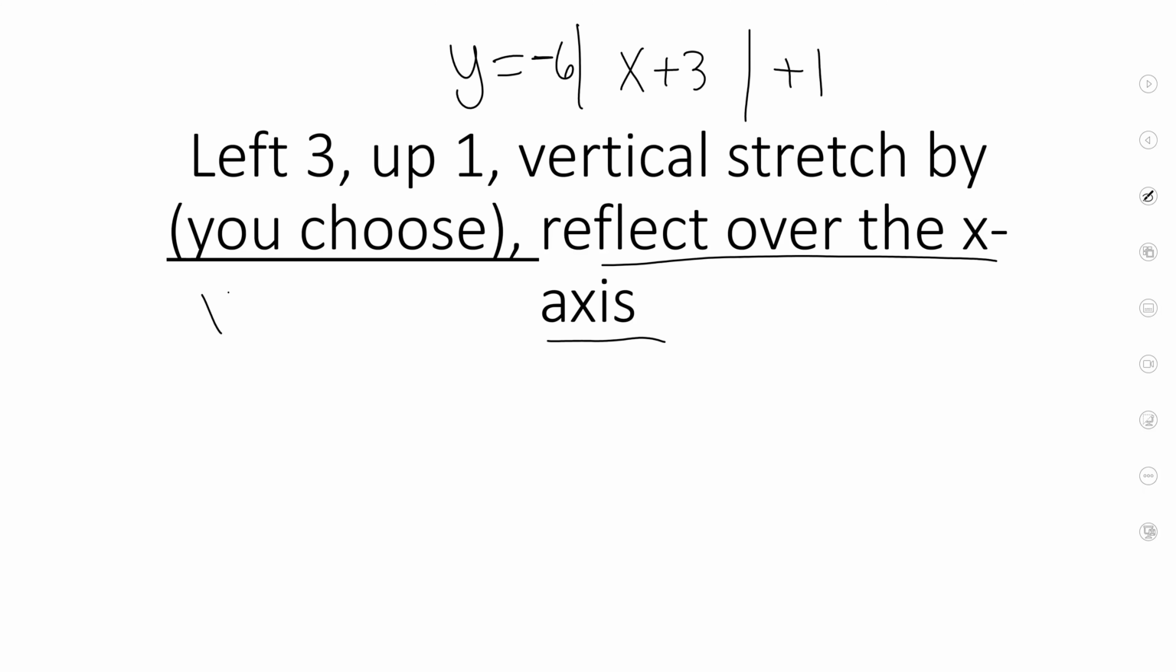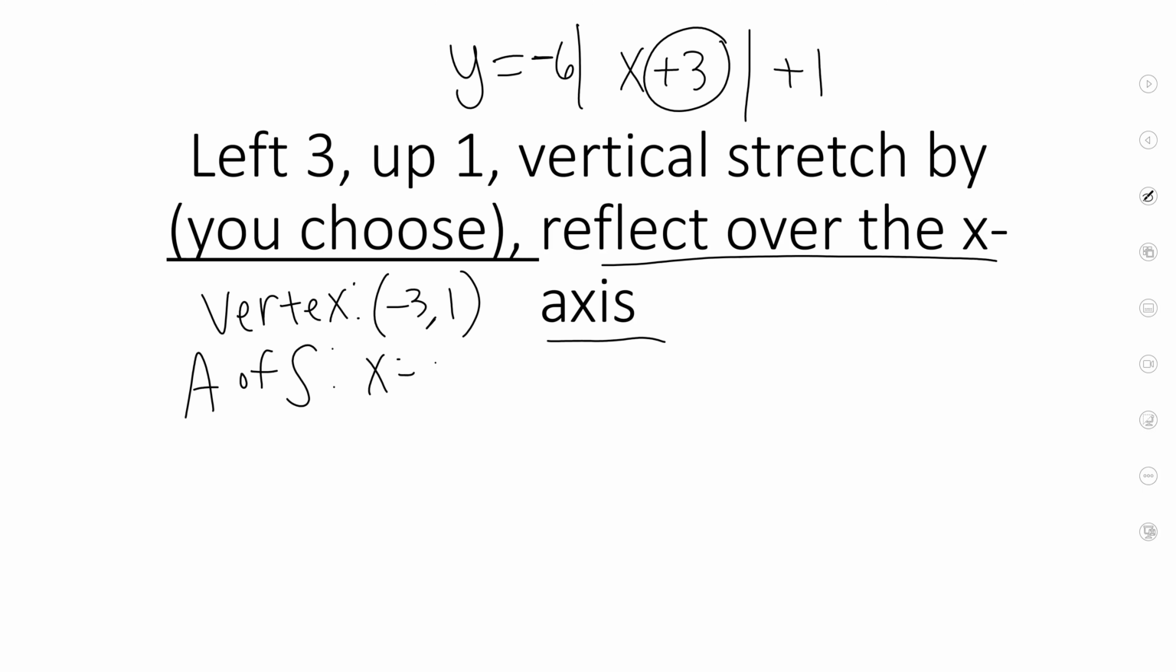Okay, now let's talk about the different attributes. So guys, my vertex was what? Yep, opposite of this is -3, and then you want the y value 1. So -3, 1. What's my axis of symmetry? Yep, x equals -3. It's always opposite of this number. And what's my range? Ooh, it's facing down, isn't it? There's a negative in front, so it's pointing down. So it'll be -infinity up to always this number 1.